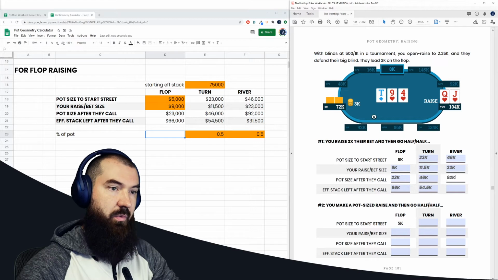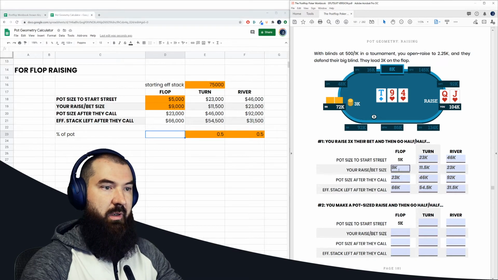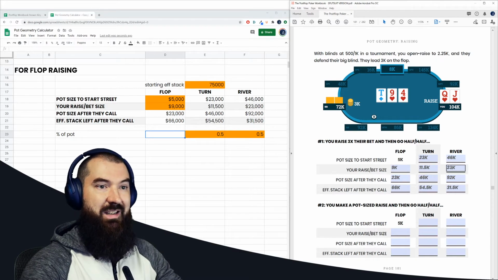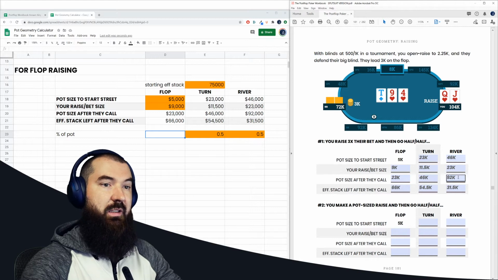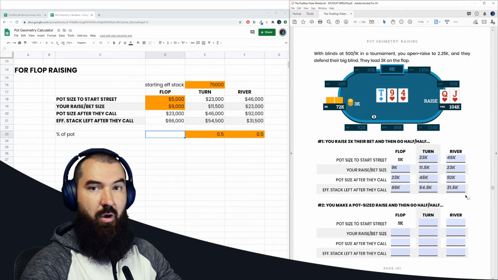54.5K, 92, and 31.5K. Perfect. So again, big numbers to pay attention to: your overall raise size on the flop, what your bet sizes look like on the turn and river, and then especially what that final pot size looks like on the river, and seeing if the stacks got all in, yes or no.